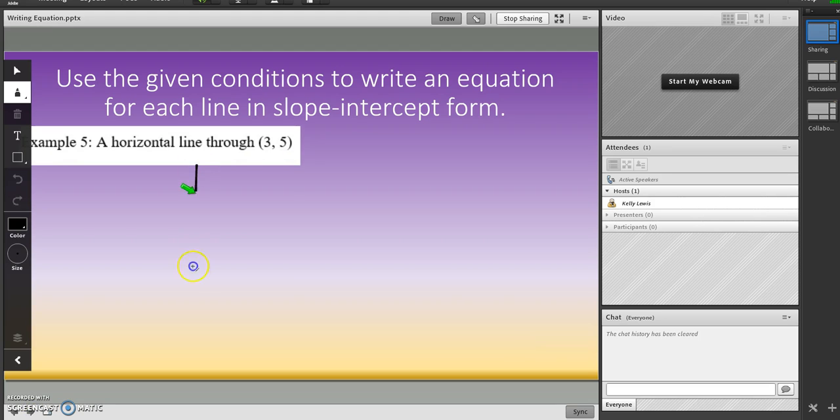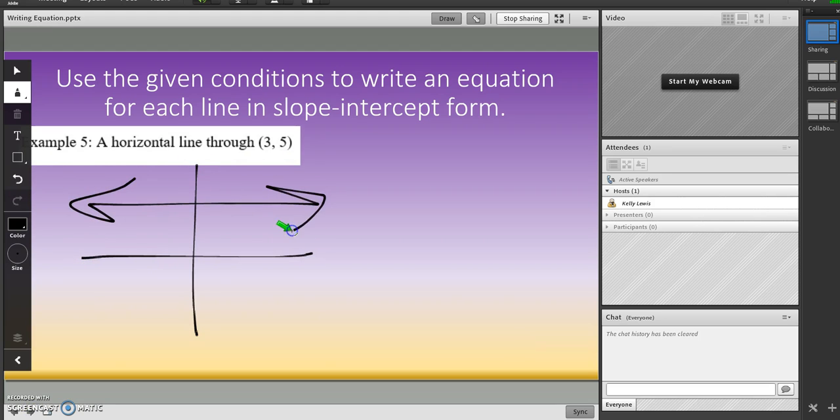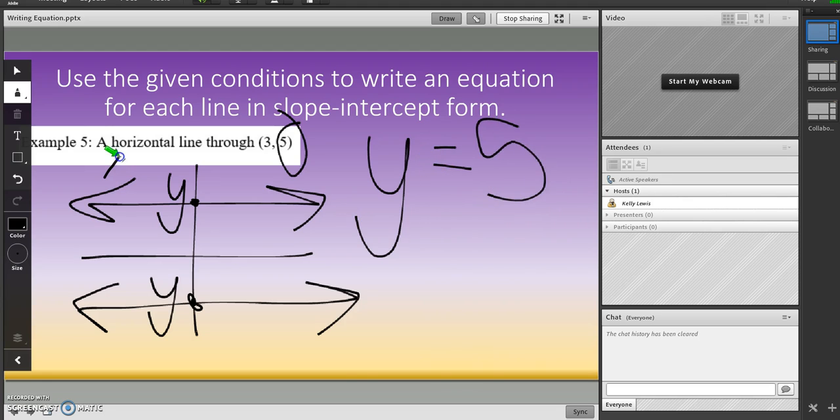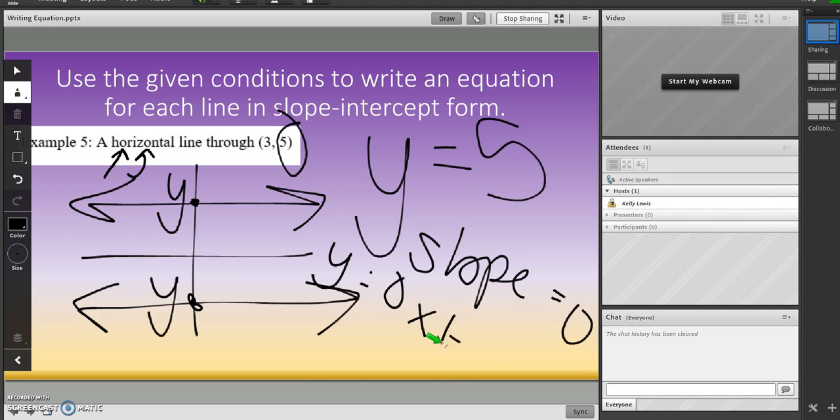All right, what about a horizontal line? Horizontal lines look like this. They cross here, and when they cross right there, that's at the y-axis. The number that y equals is 5. And just to remember, the slope of a horizontal line is 0. So we could say, if we wanted to, y equals 0x plus 5. We don't have to. We could just say y equals 5. I'm just letting you know.